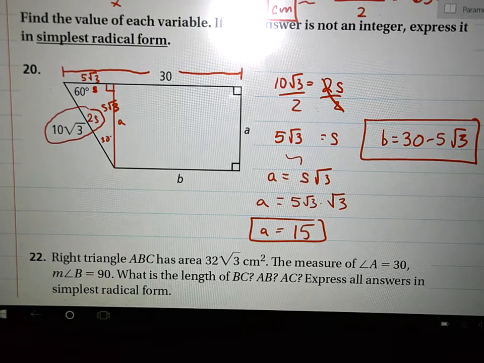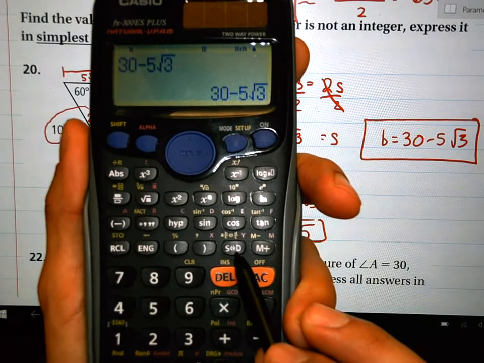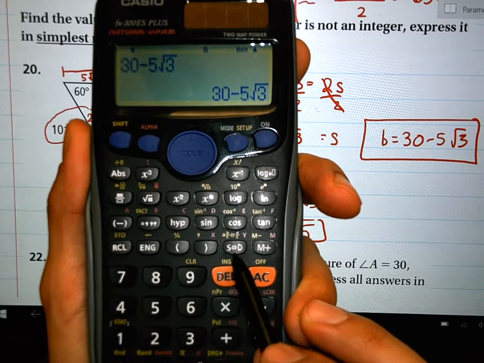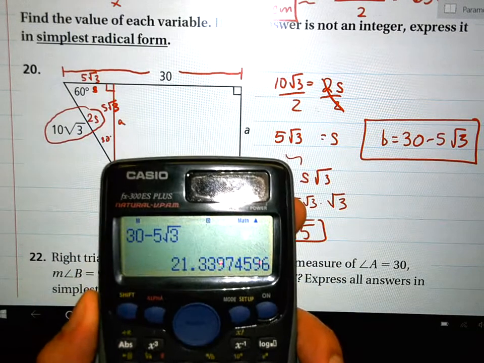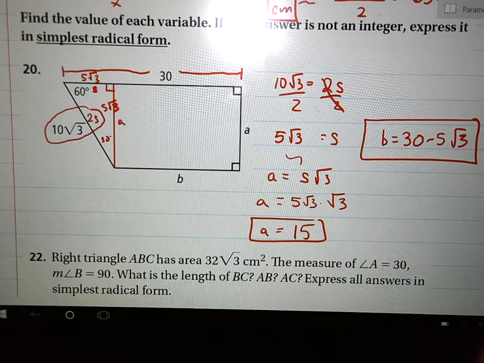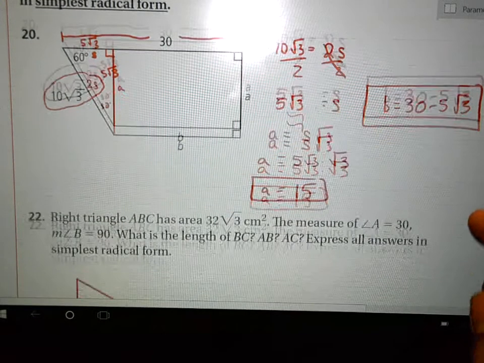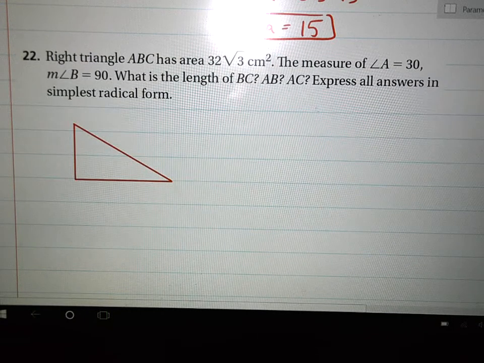How do you switch it to a decimal on this calculator? See this SD button I'm pointing out? This stands for standard and decimal. Standard, decimal, standard. And it's a toggle. You can toggle back and forth. Anything else? Last example. 22. Turn that light off again.